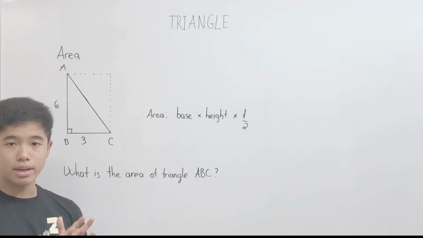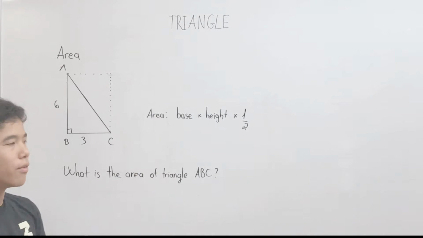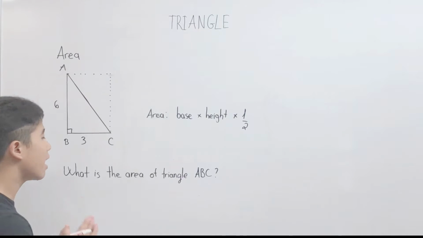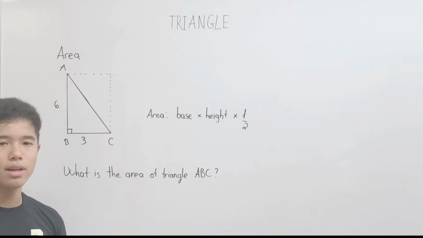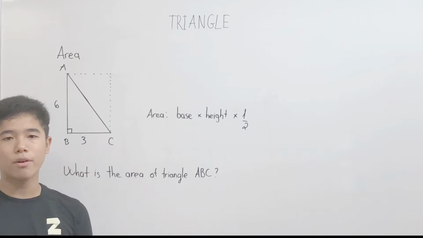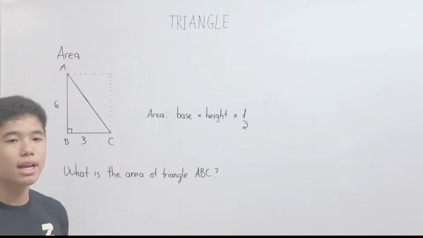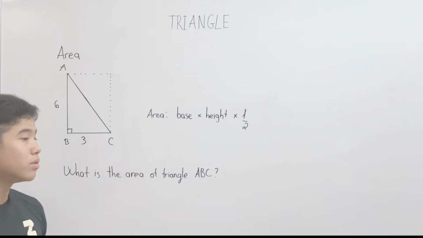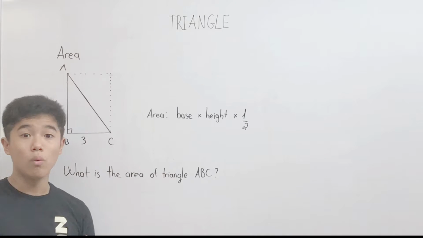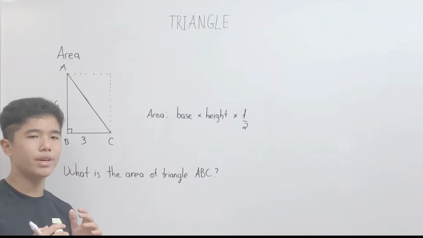A triangle is equal to half of a rectangle. In a rectangle, we take length times width to find the area. But since the triangle is half of a rectangle, we take the area of a rectangle divided by 2, which means times 1 over 2, and we get the area of a triangle.